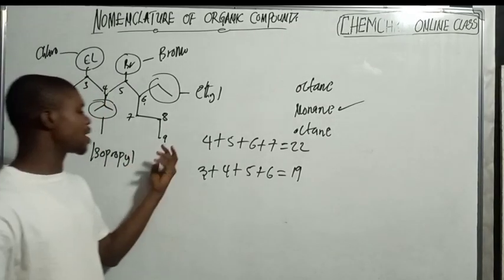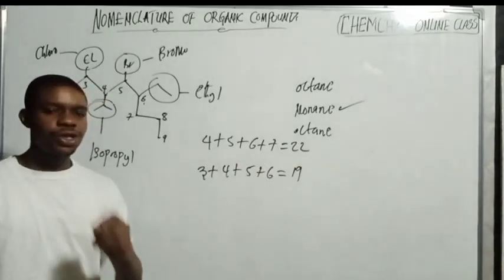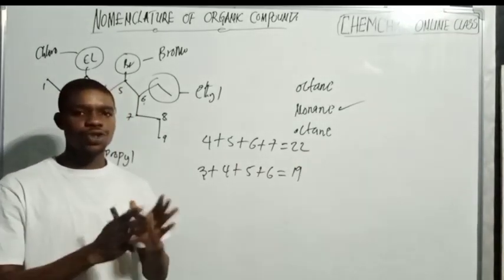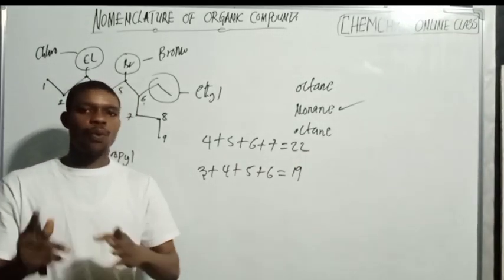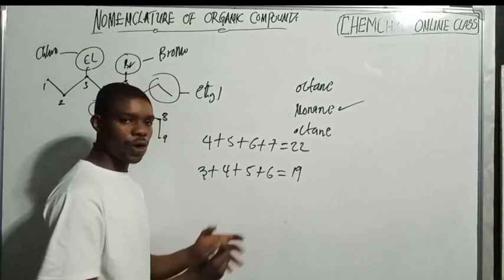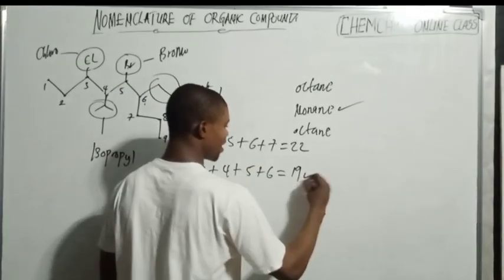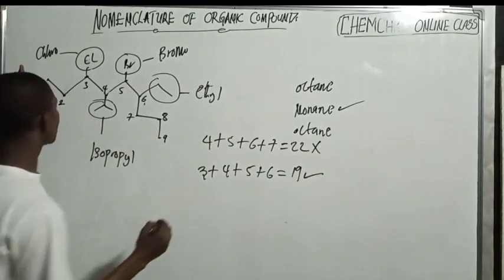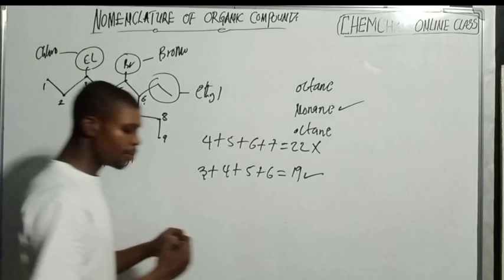But when I start at this other point, it gives me 22. You could say that the summation of the positions of the substituents must have the lowest possible number. Do you understand? Because this one gave me 19, which is the lowest compared to 22. The lowest is the one you want to go with. So this is going to be the correct numbering.